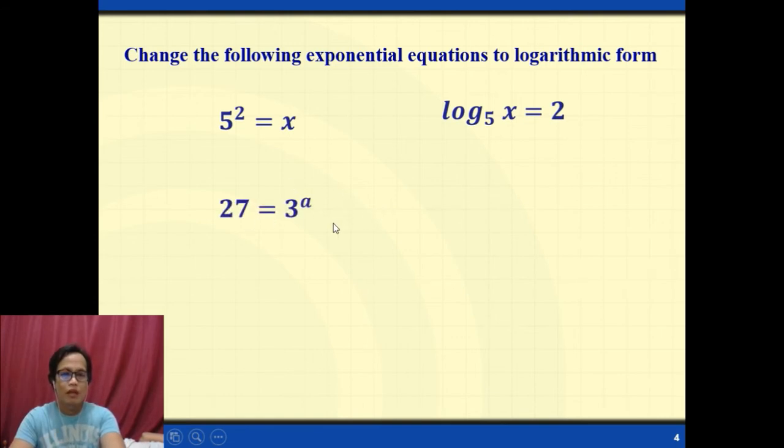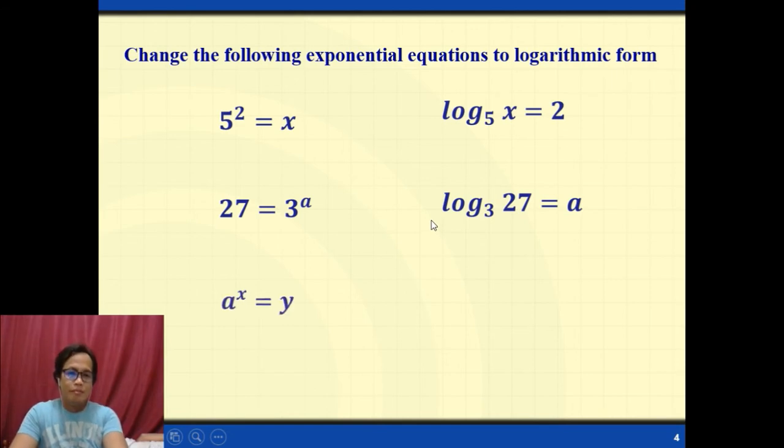Where is our power here? Our power here is 27. It was just written in reverse. So, 27 is equal to 3 raised to a. When we write this one to logarithmic, this will become log of 27, this is the power, our base is 3, and our exponent is a. So, log of 27 to the base 3 equals a.